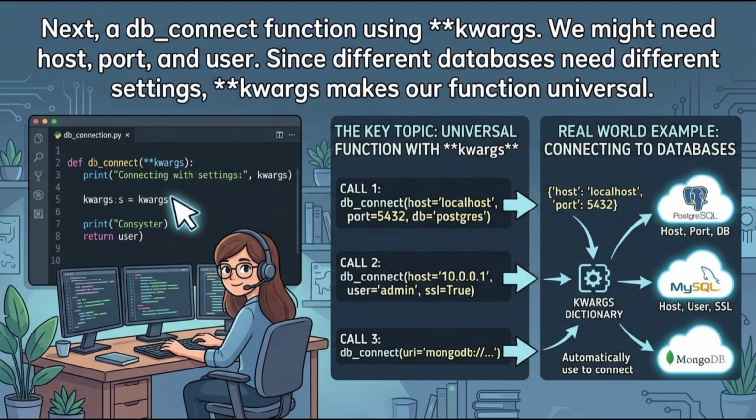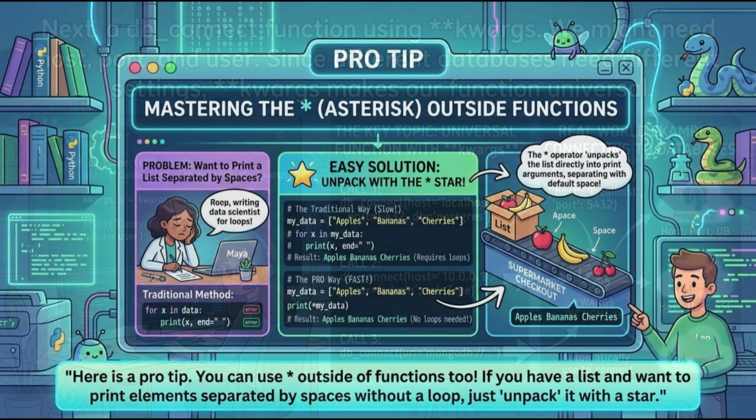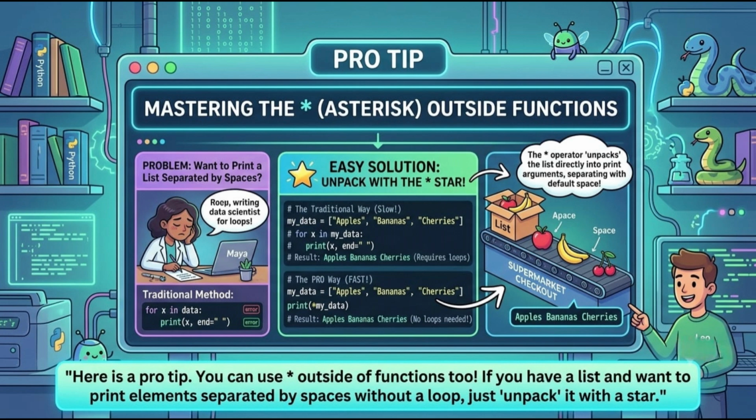Next, a db_connect function using **kwargs. We might need host, port, and user. Since different databases need different settings, **kwargs makes our function universal. Here is a pro tip. You can use * outside of functions too. If you have a list and want to print elements separated by spaces without a loop, just unpack it with a star.